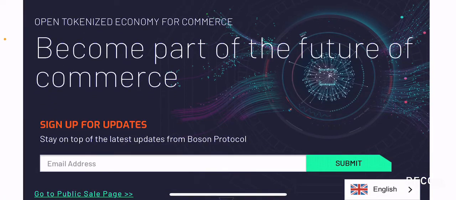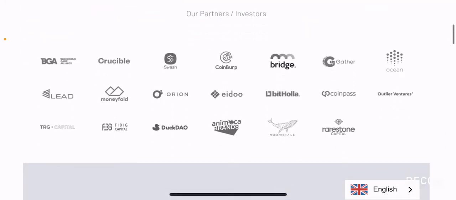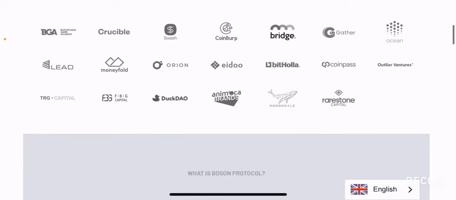So: open tokenized economy for commerce, become part of the future of commerce. Those are some of the most important selling features for this project. Right off the bat, they have presented the website with a lot of investors and partners whom they're working with. Some of the names include Ocean Protocol, LED, DuckDAO, Moonwhale, and so on and so forth, right? Some investors are well known, but the majority of them are less well known.